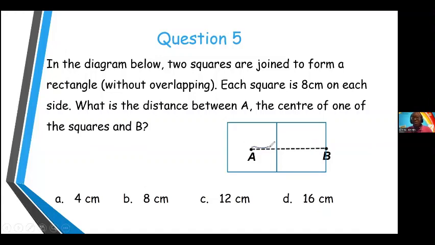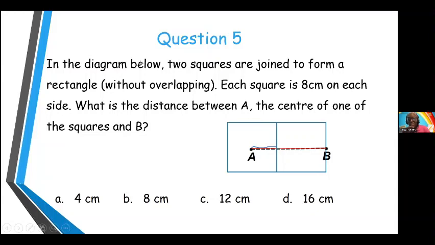So from A to that part of my square is going to be what length? Somebody type in the chat and tell me what length that distance is. Good. It will be 4. Thank you. But what about the other part? That other part is going to be 4. And the other part is going to be 8. So what would the total length be?